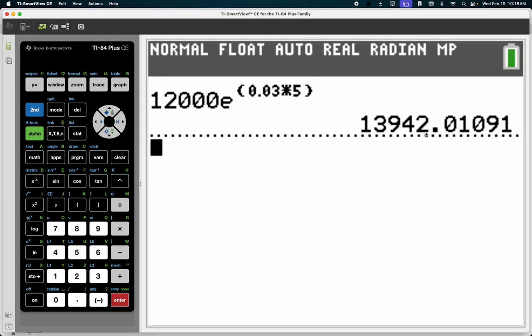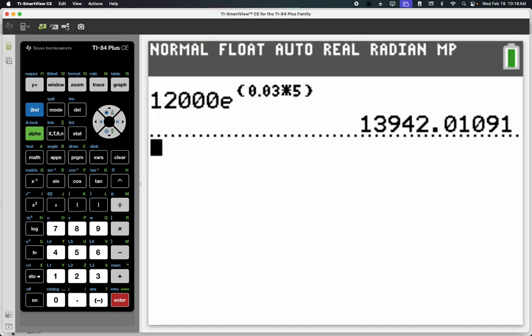13,942. Continue, you're not done. 0.01091. So I would write as my answer $13,942.01, checking the third digit for rounding. I don't need to round, so I'm done with 2 decimals of precision. That's how to do it.